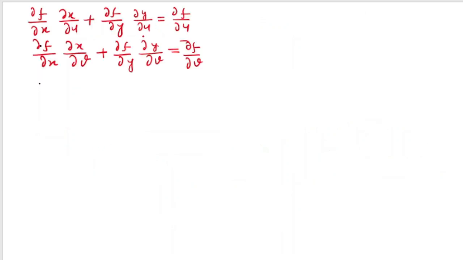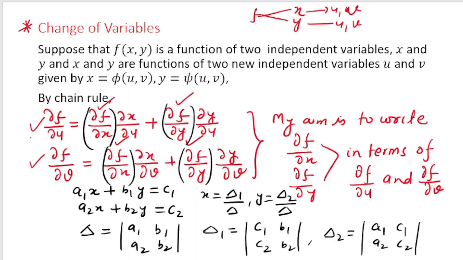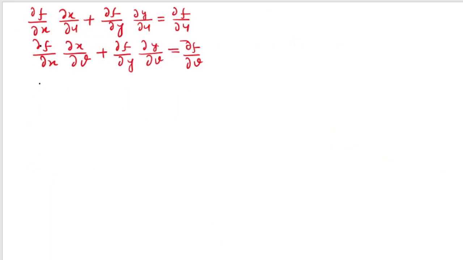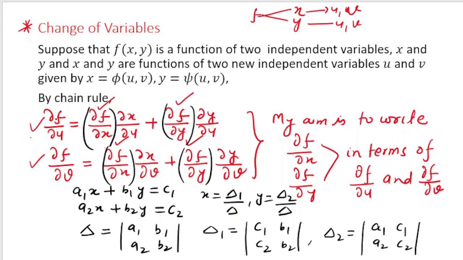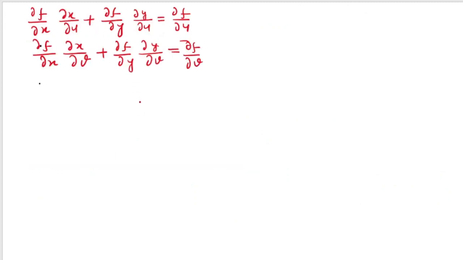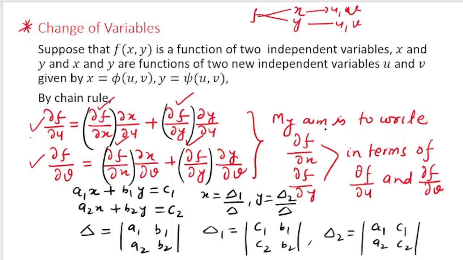So here we have the situation. I have just copied the expression from the previous page, and this term which was appearing here on the left, I have written on the right so that it looks in the suitable form. And what is my aim? My aim is to solve it for del f by del x, and I want to solve it for del f by del y, and I want to write it in terms of del f by del u and del f by del v as per our aim.